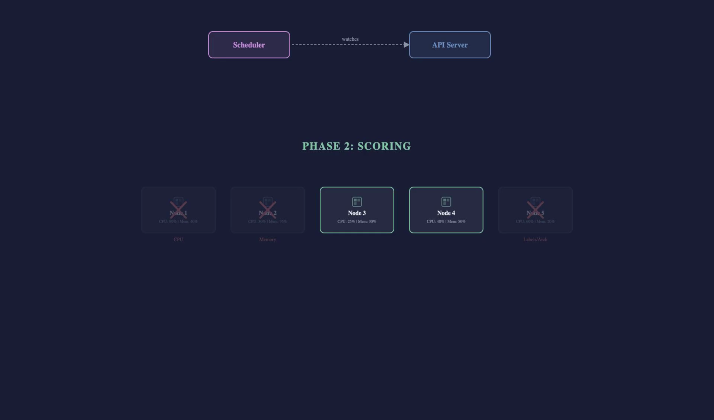Phase 2 is scoring. The remaining candidate nodes get scored on criteria like how balanced the resource usage would be, whether the pod's data is already local, and affinity preferences. The highest scoring node wins.